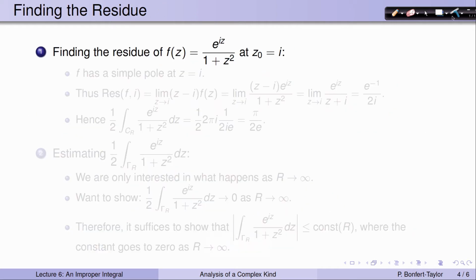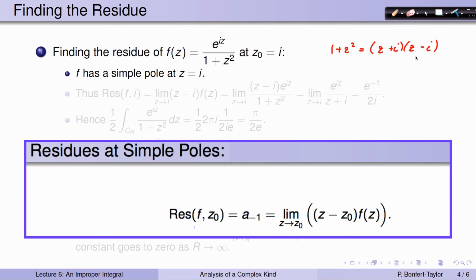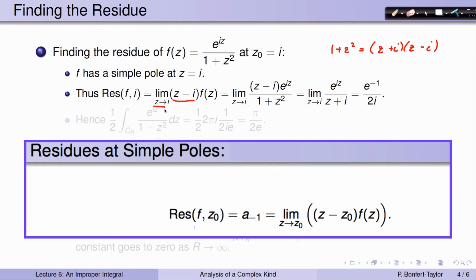First, we're going to find the residue of e to the iz over 1 plus z squared at the singular point i. We notice that we have a simple pole at z equals i because 1 plus z squared factors into z plus i times z minus i. Therefore, the residue can simply be found by multiplying f by z minus i and then taking the limit as z approaches i. When I multiply f by z minus i, that z minus i will cancel out with this other z minus i in the denominator. And all that is left is then the z plus i.